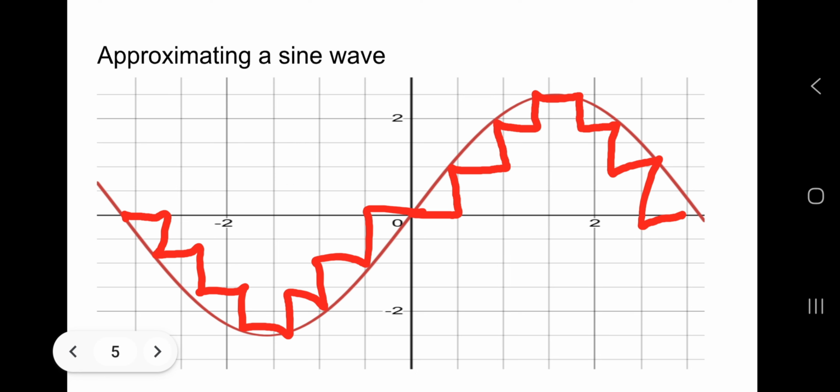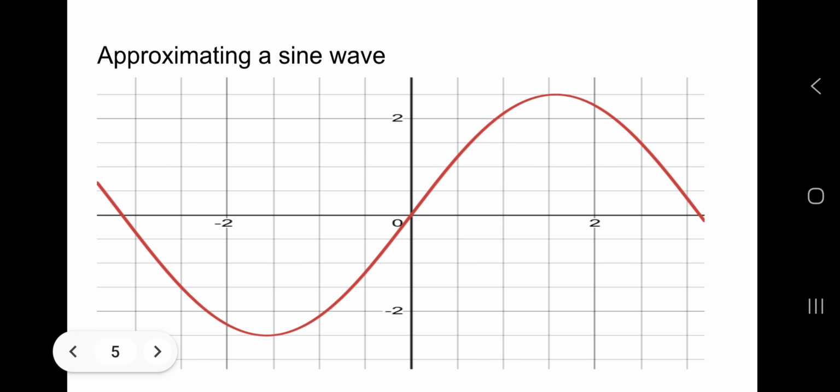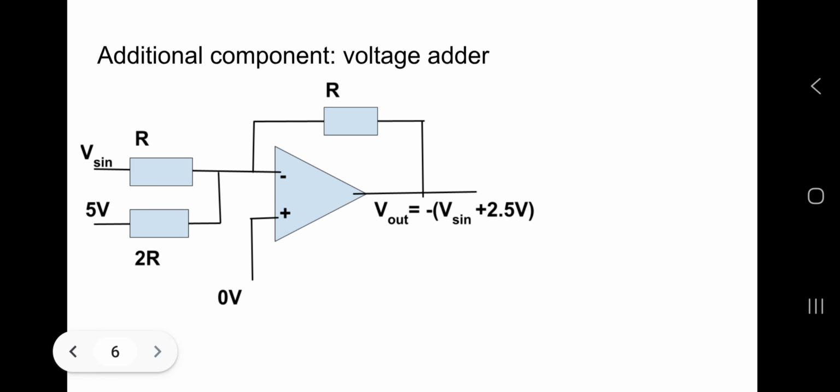The issue is a sine wave is centered around 0 volts, while the output that we get from the original digital to analog converter is not centered at 0 volts. It ranges from 0 to minus 4.2 volts roughly. This means we need another component to be able to shift the net voltage upwards by around 2.5 volts, which is done in the following way.